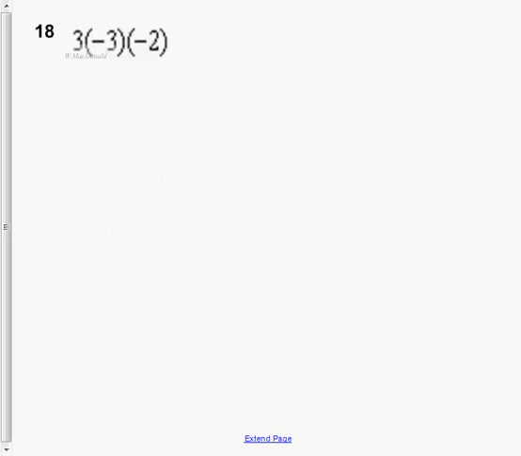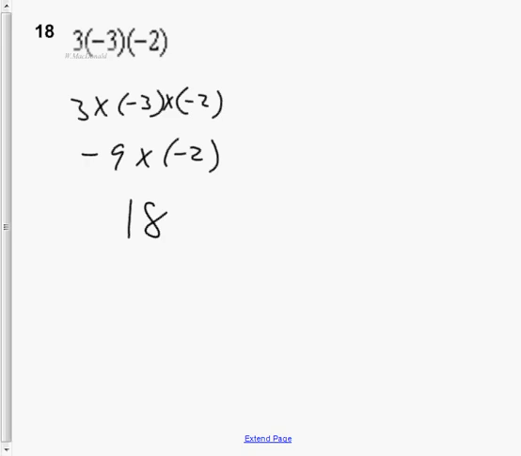Question 18 is 3 times negative 3 times negative 2. I could have written it like this. This is the exact same question. 3 times negative 3 is negative 9. And negative 9 times negative 2 is a positive 18, or just 18.